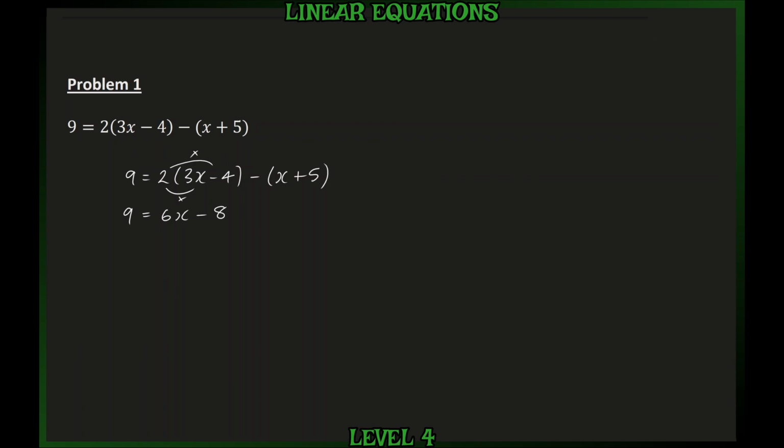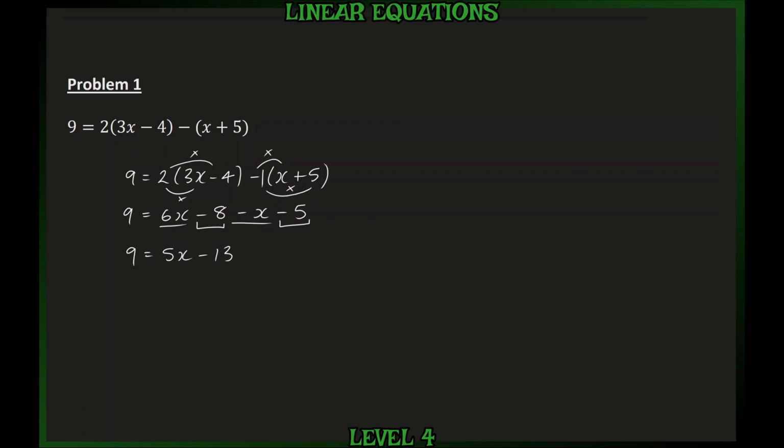Now in front of the other bracket we have a minus 1. So we can start by multiplying minus 1 by x, which gives us minus 1x, or just minus x, and then minus 1 multiplied by 5 is minus 5. Staying on the right hand side we can simplify. So 6x minus x gives us 5x, and minus 8 minus 5 gives us minus 13. On the left we still just have 9.